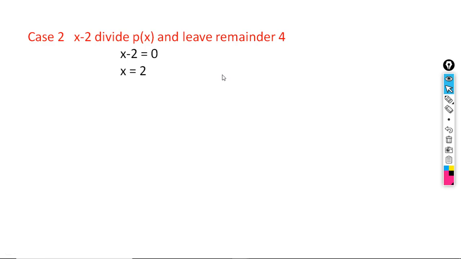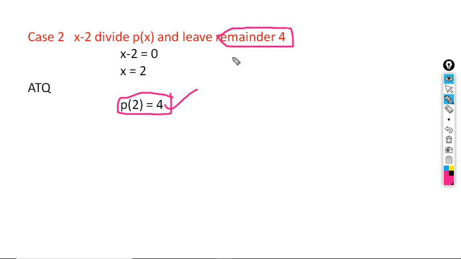Setting x minus 2 to 0, x comes to be 2 according to the question. Now here this is an important statement to understand. p of 2 is equal to 4. What does it mean? In the previous questions, in most of the questions, we were writing 0 here. But in this question, it is given that the remainder is 4. As the remainder is 4, in place of 0, we are writing 4. The rest of the calculation for the question is the same.